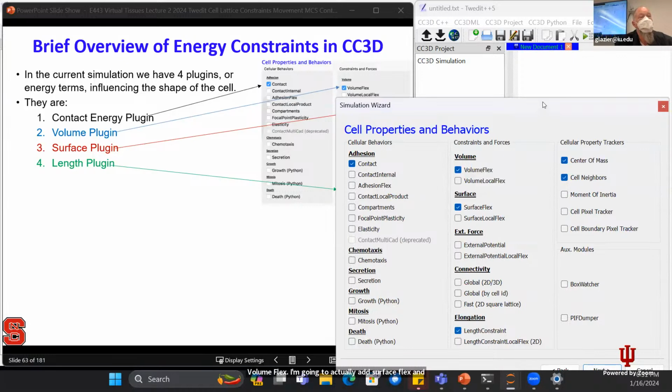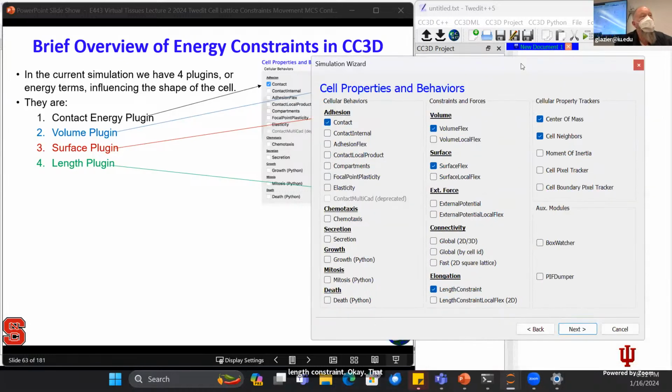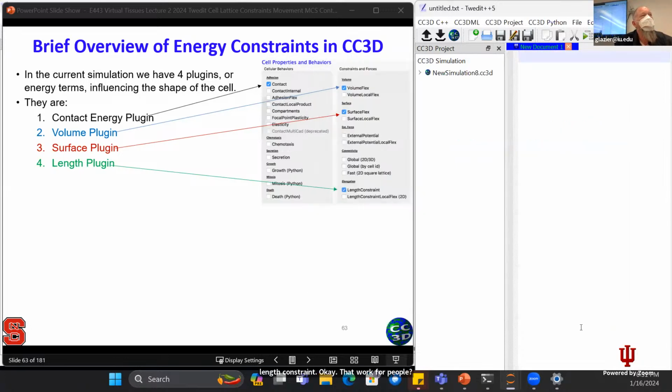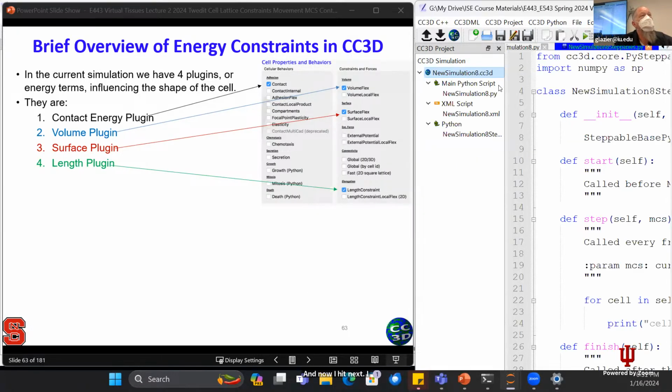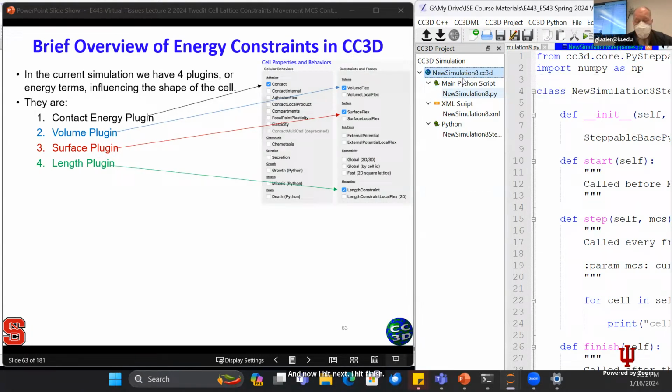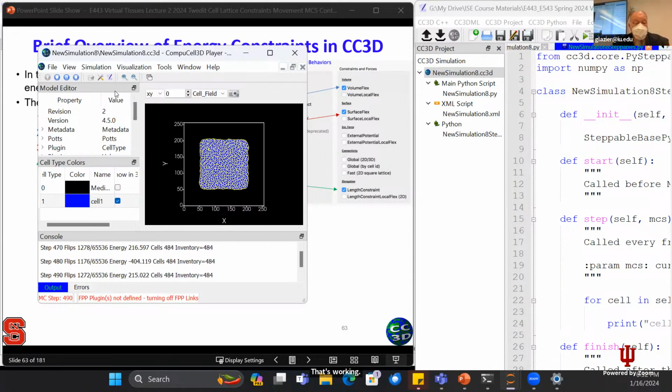Okay. Does that work for people? And now I hit next. I hit finish. Here's my simulation. I'm going to open it in Player. People get something that looked like that? Is that what people are getting? Do people need me to go over it again? Or did that work for people?